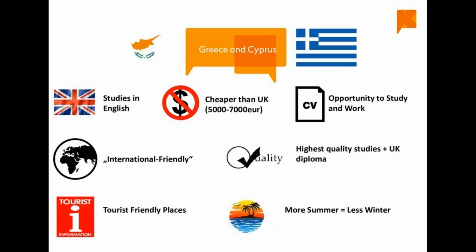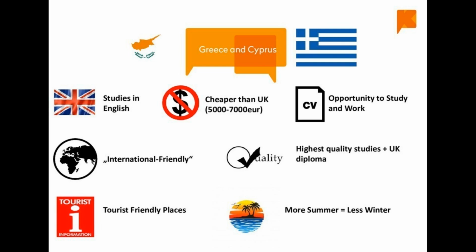Now, studies in Greece and Cyprus will cost you somewhere between 5,000 and 7,000 euros a year. However, they are looking for workers like you, and this is a very, very important point. Greece and Cyprus are massive tourist destinations, and for that reason, they are always looking for somebody who can speak nice English, who can be professional and work very hard. And if this is something you want to do, study and work, then Greece and Cyprus could be an ideal place for you.